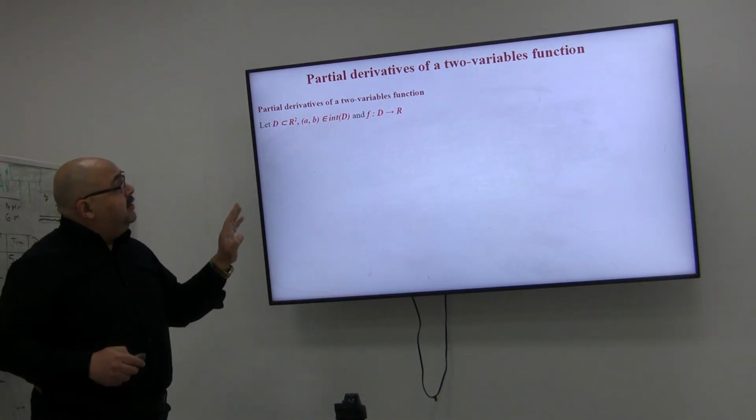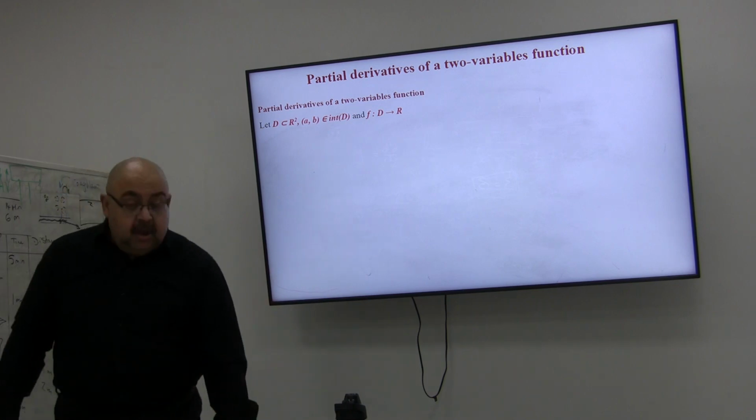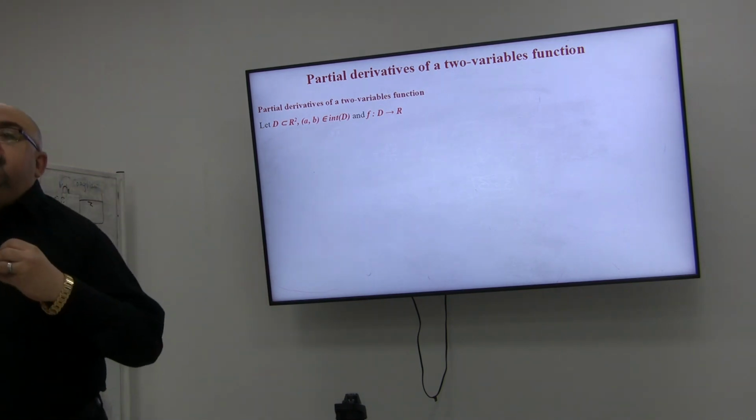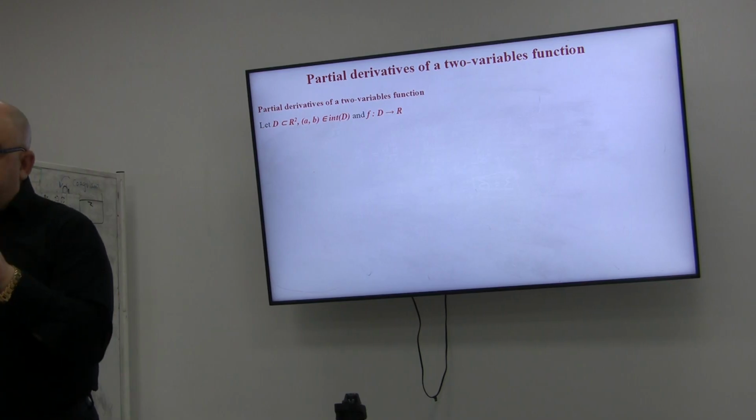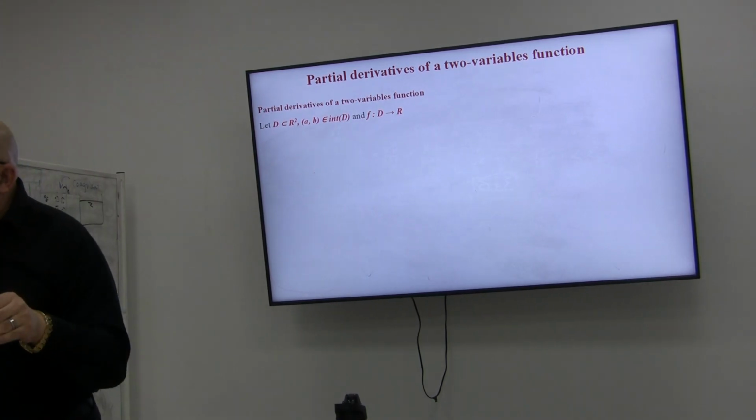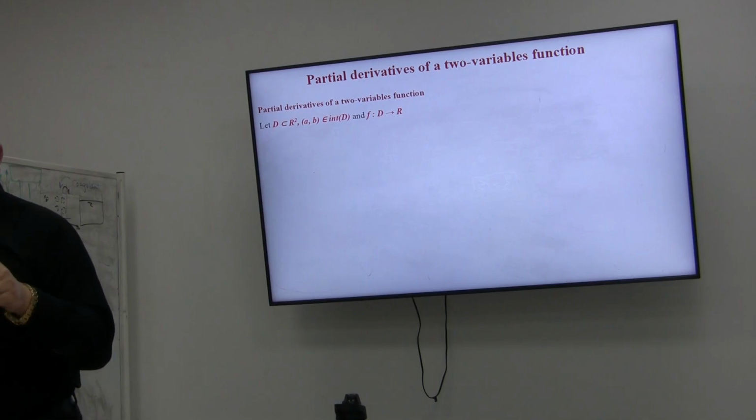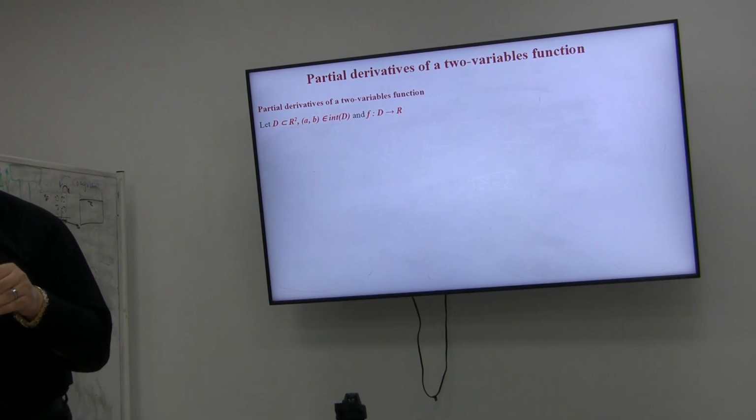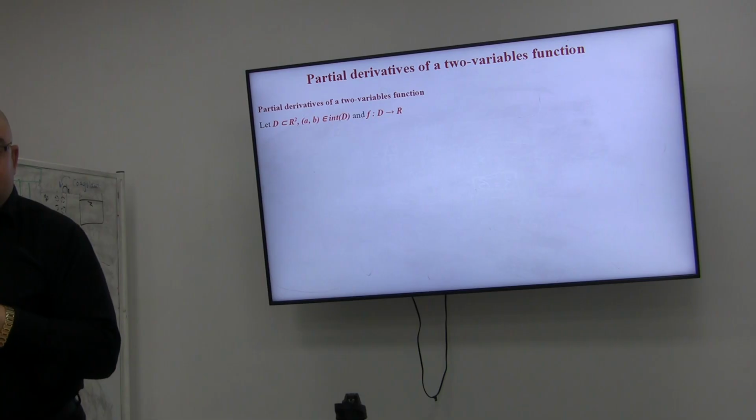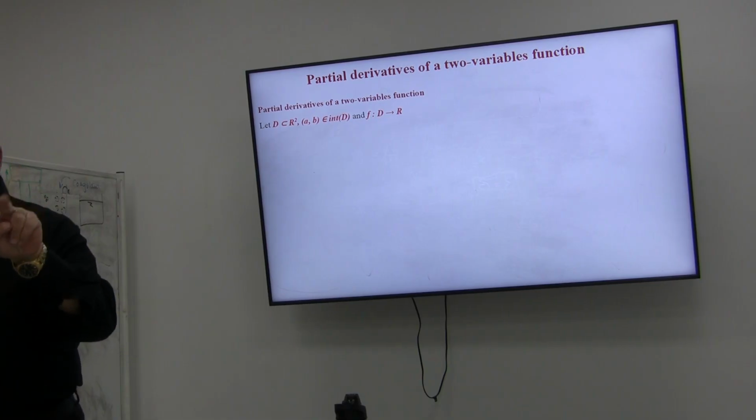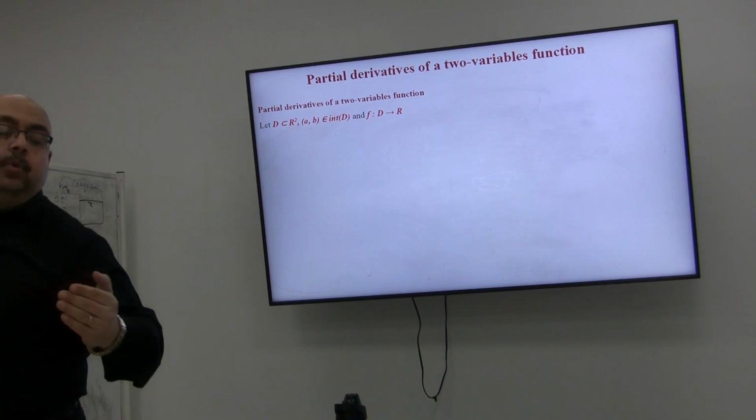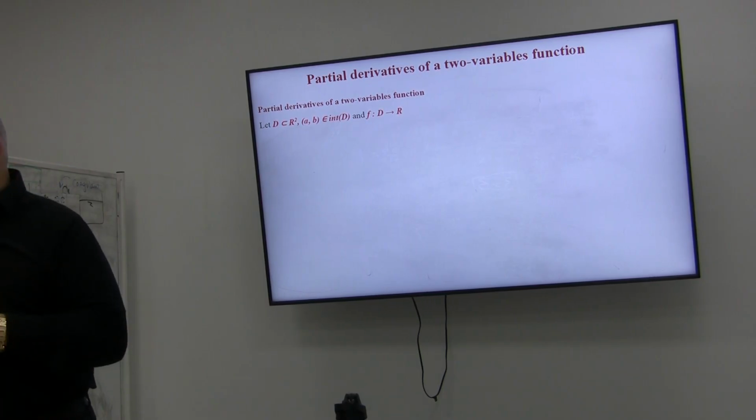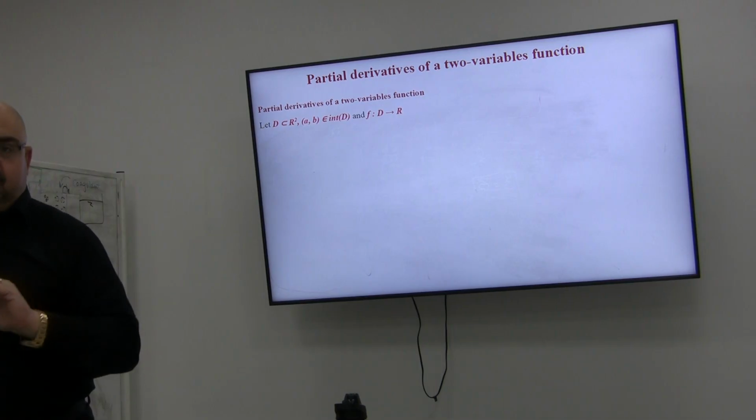For the partial derivative of two variables. In one variable, we use total derivative because you only have one variable. But in more than one variable, I will have to specify which direction I'm going to differentiate with respect to. This is why in xy, I will have to tell everybody that I'm differentiating with respect to x or differentiating with respect to y. From here comes the partial derivative idea.